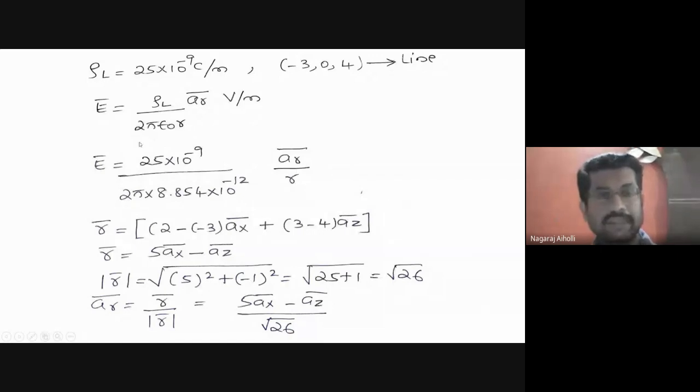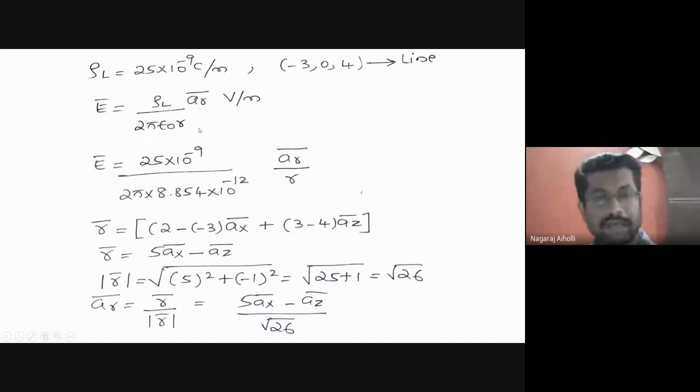Then we have to substitute the given values in the formula that we know, that is E bar is equal to rho L, 25 into 10 raised to minus 9, divided by 2 pi into epsilon naught, which is 8.854 into 10 raised to minus 12, multiplied with a_r bar divided by r.